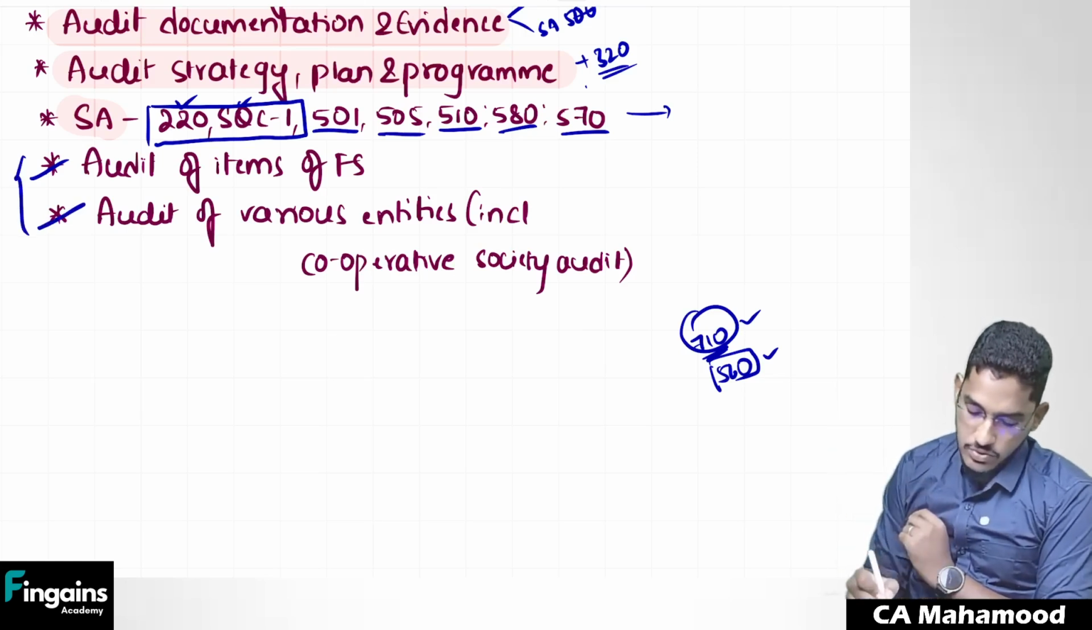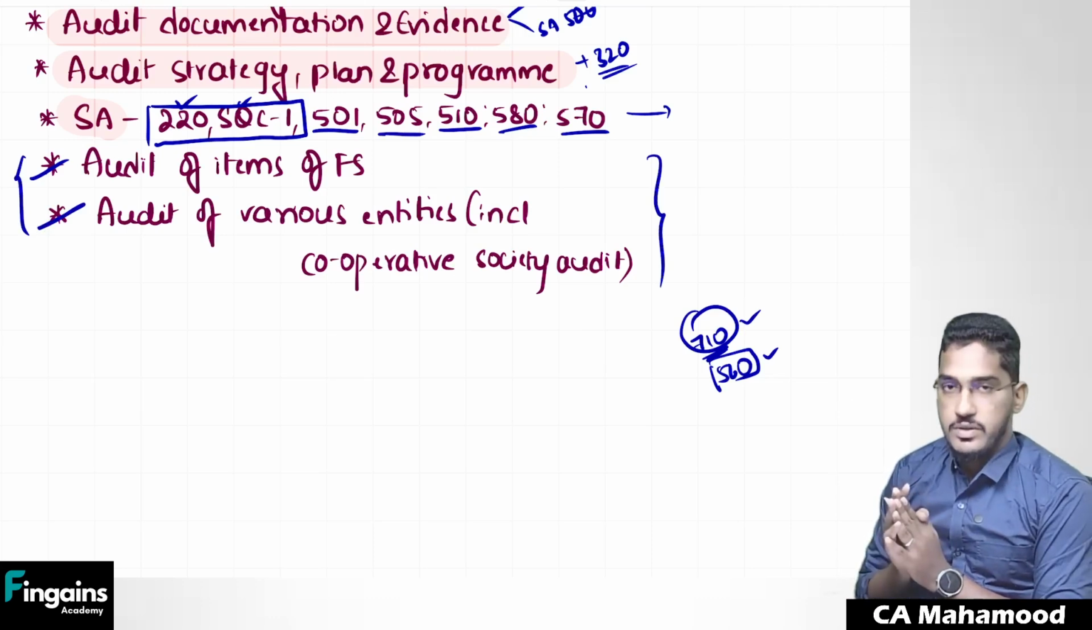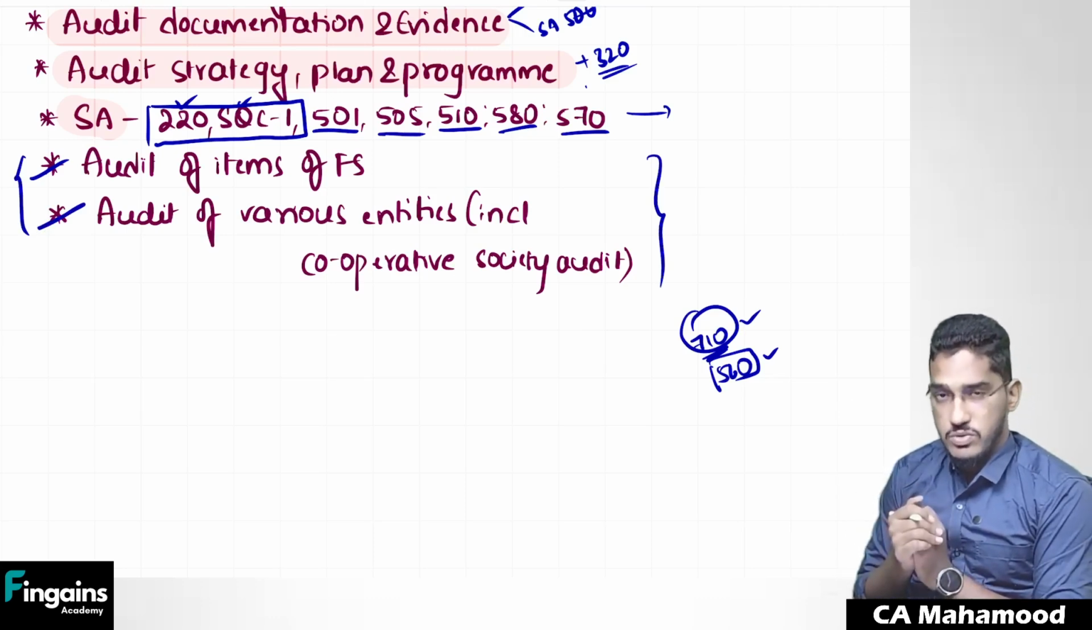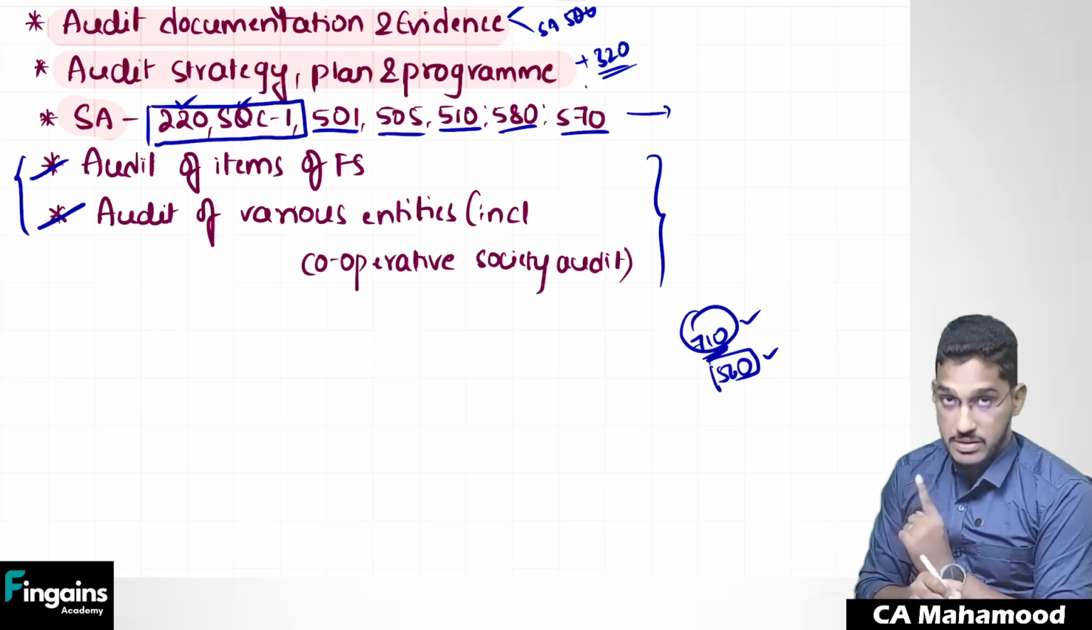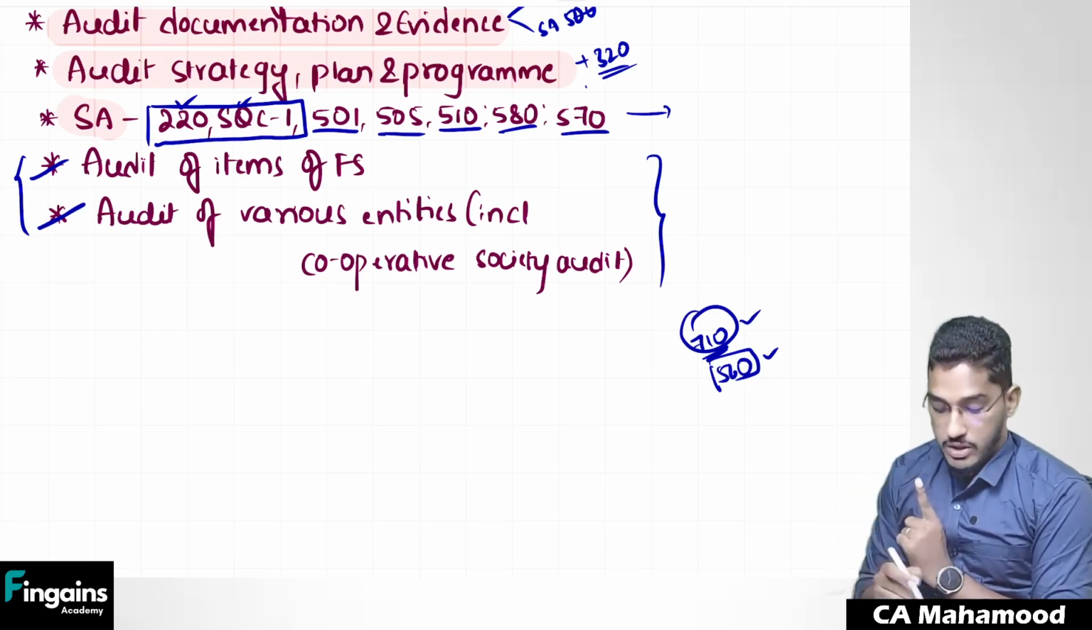These two chapters also most of the students will try to take as a choice. I would say don't do it. You are taking a very big risk by taking these two chapters as a choice. Don't do it. So you should be preparing for these two chapters as well.